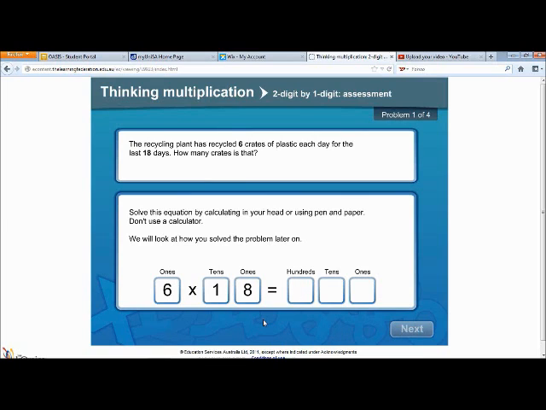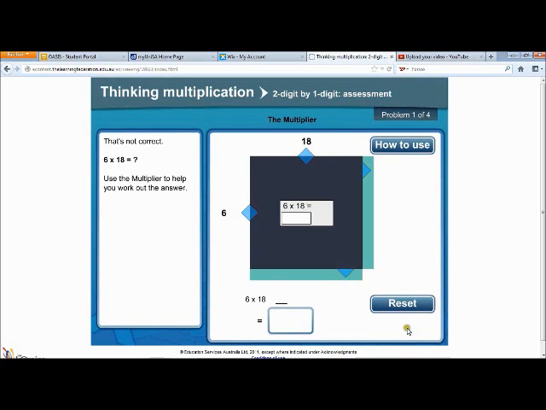So let's try to just work this out in our head. 6 times 18, I think that is 124. Let's see if I'm right. Oh, that is not correct. 6 times 18. So we're going to use this multiplier tool.